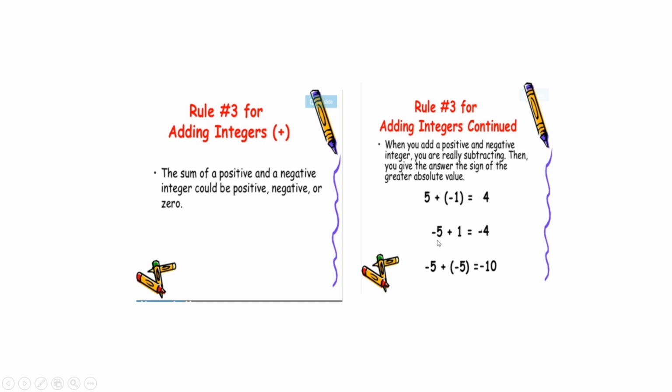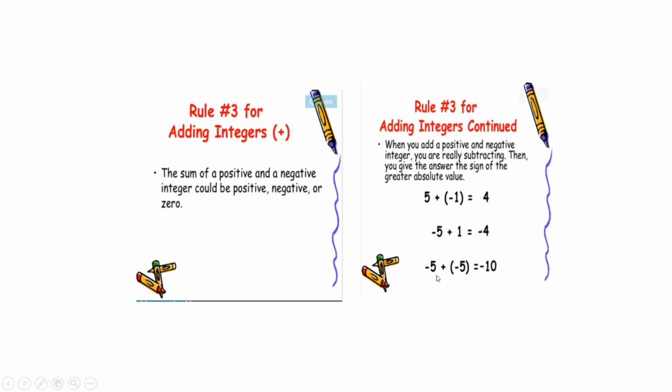Here we have -5 plus 1. One number is a negative number and the other number is a positive number. So we have to subtract. So 5 minus 1 is 4 and here the bigger number is 5. It has a minus sign. So the answer also will get a minus sign.